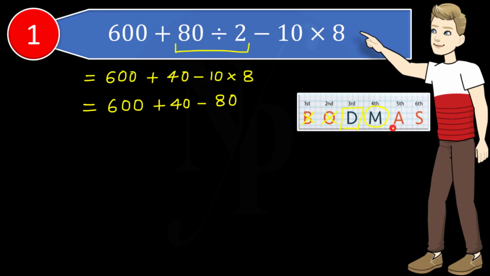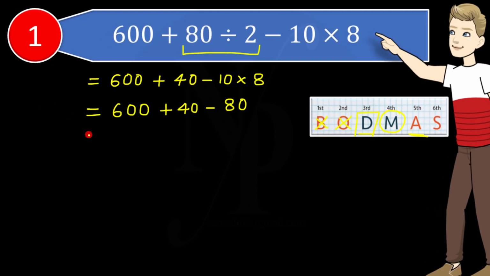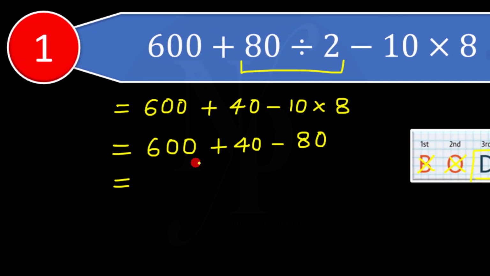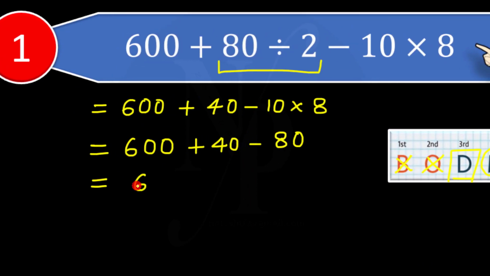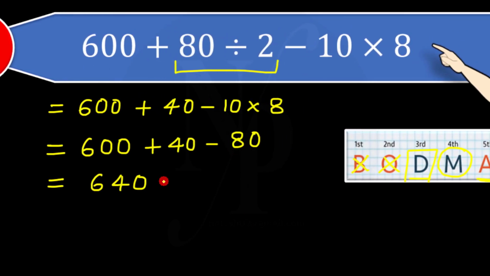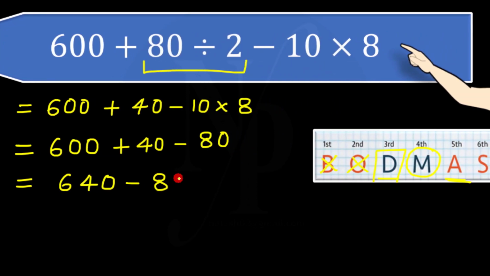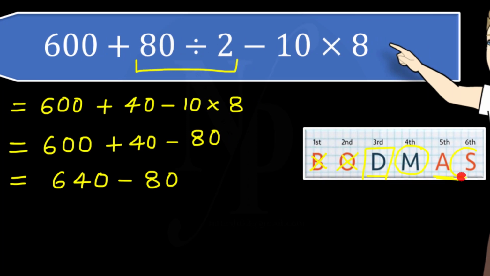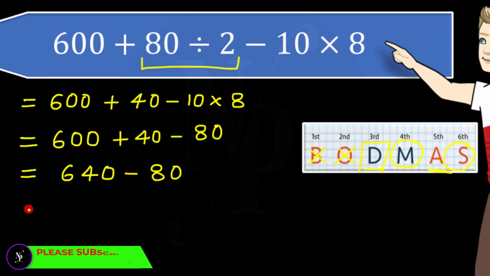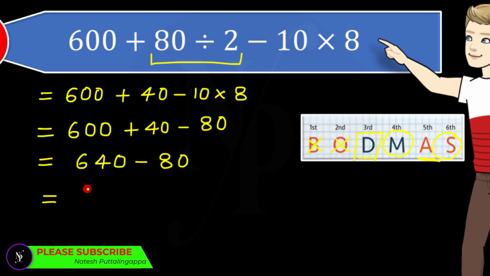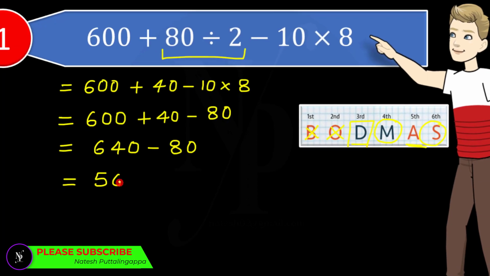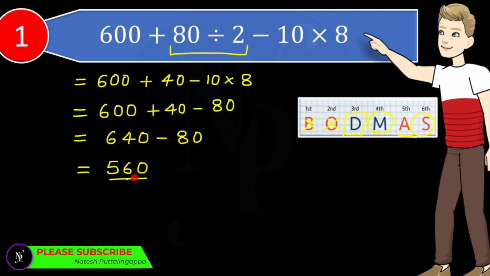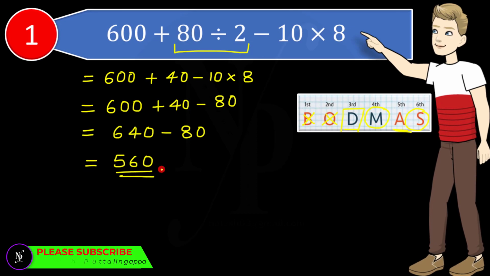In the next stage, we will perform addition. We add 600 and 40, which gives 640. Minus 80 is written as it is. Finally, we perform subtraction. On subtracting 80 from 640, we get 560 as the simplified form of the given expression.